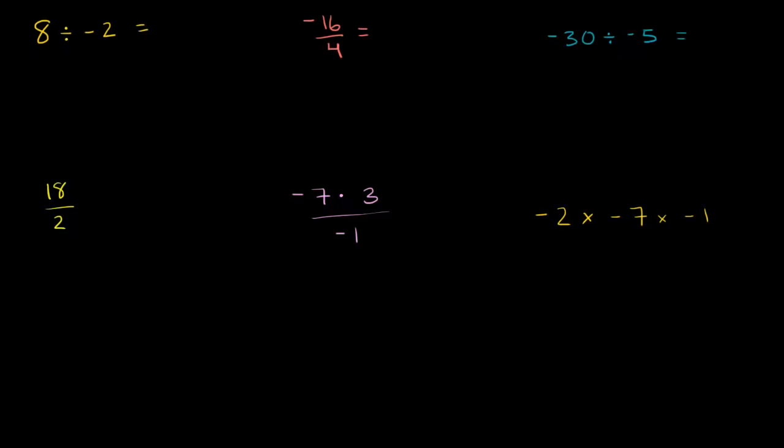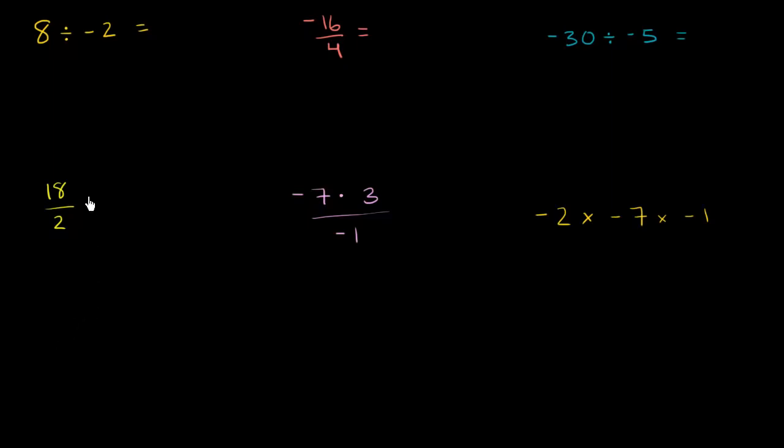Now that we know a little bit about multiplying positive and negative numbers, let's think about how we can divide them. And what you'll see is that it's actually a very similar methodology. If both are positive, you will get a positive answer. If one is negative, but not both, you're going to get a negative answer. And if both are negative, they will cancel out and you will get a positive answer.